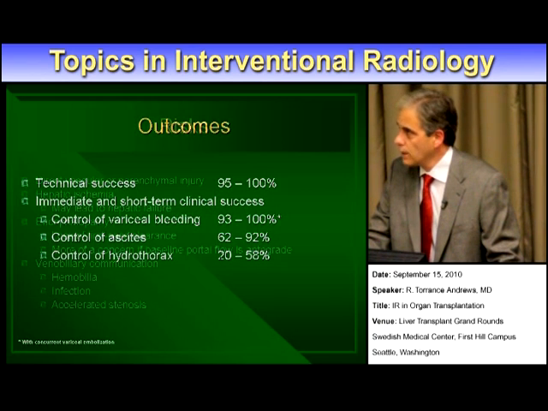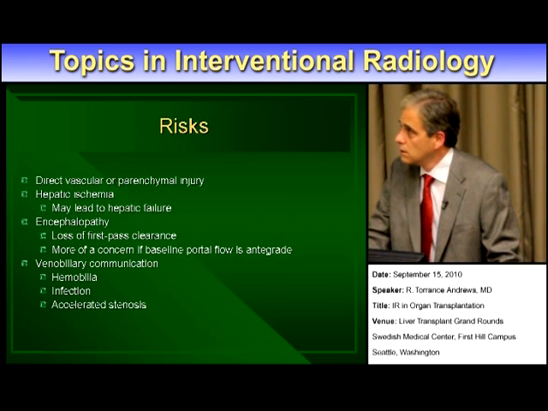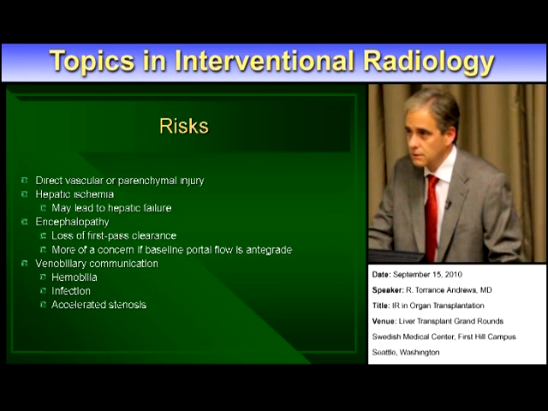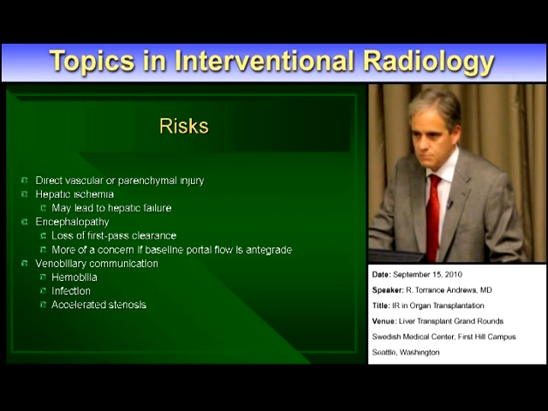The risks are relatively low. You can obviously have a direct injury to the liver. You can cause hepatic ischemia with worsening of liver function. You can get encephalopathy because by bypassing the liver parenchyma's first pass clearance mechanism, you can increase systemic nitrogen levels. And you can cause communication with the biliary system, which can cause bleeding or infection. But all of those are pretty uncommon.